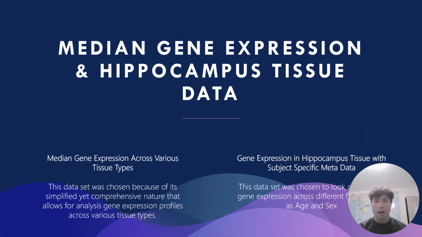So I looked at two different data sets for this project. The first one is median gene expression across various tissue types. The idea with choosing this one was to try to get a rough idea of how gene expression looks across all different tissue types that are available. And then I also looked at gene expression in hippocampus tissue with subject-specific metadata. The goal with this one was just to see how metadata factors like age and sex correlate with gene expression in the hippocampus, and to see if I can draw any conclusions about cognitive function from that.